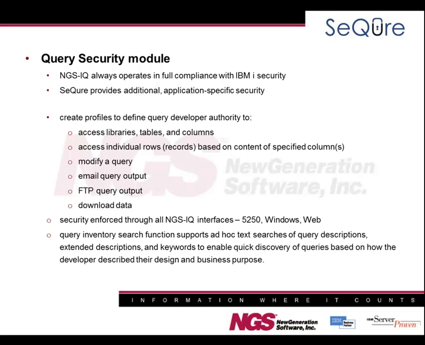NGS-IQ also offers a security module. We call it Secure, and it is designed to build on your IBM i security and give you additional levels of control over who can access not only libraries and tables, but also columns and rows in your database, or fields and records if you want to think of them that way. It controls who can modify a query, who can email query output, who can distribute a file via FTP, who can download data. You have the ability with the security module to really control a great deal about your users' access to data and the functional ways they can take advantage of our software. It's very important in a lot of environments for compliance reasons to be able to audit and control these things.